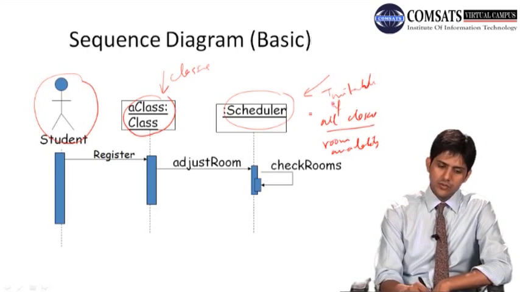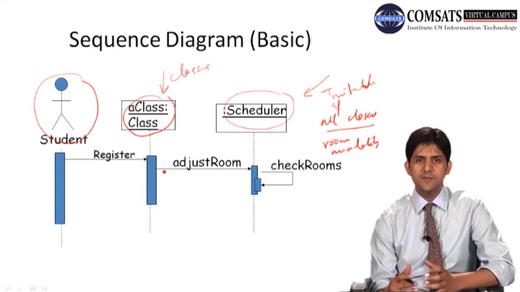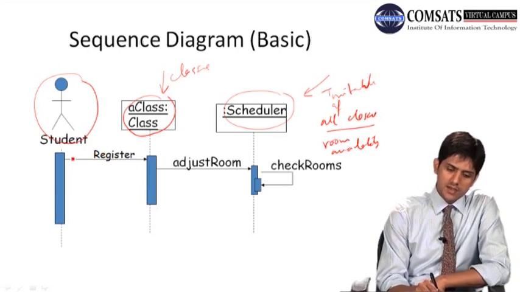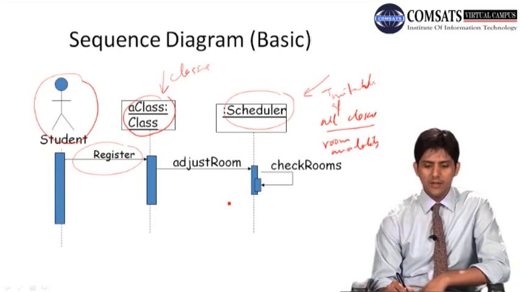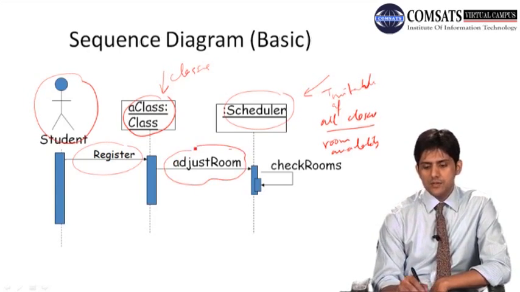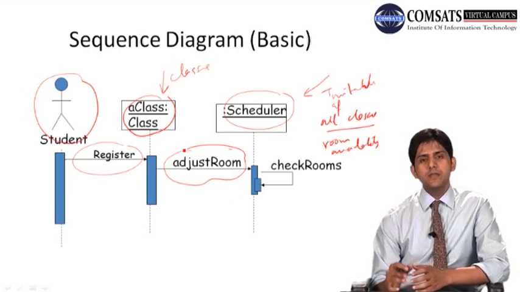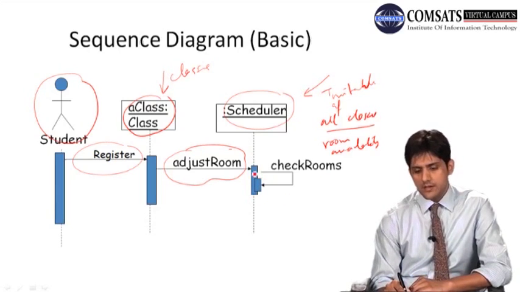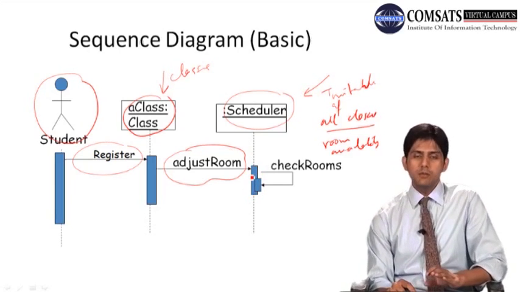These are the things that this would do. So this scenario is basically registering a course. The student says to the class that he wants to register for a particular class. Then this class sends a request of adjust room to the scheduler. When it comes to the scheduler, the scheduler is checking whether the room is available.